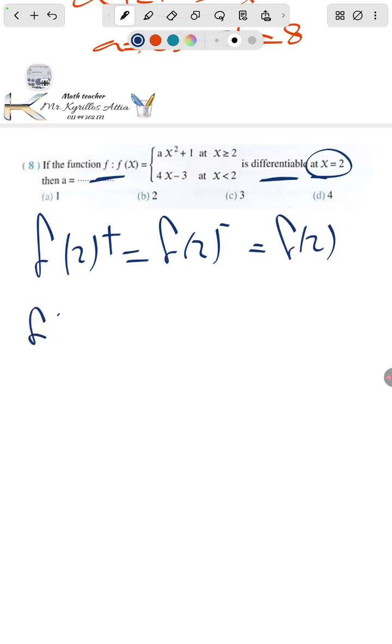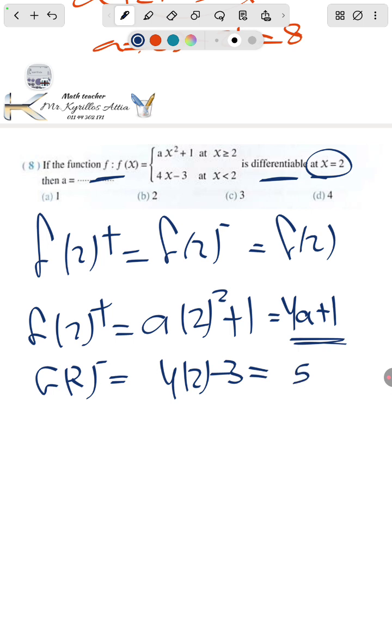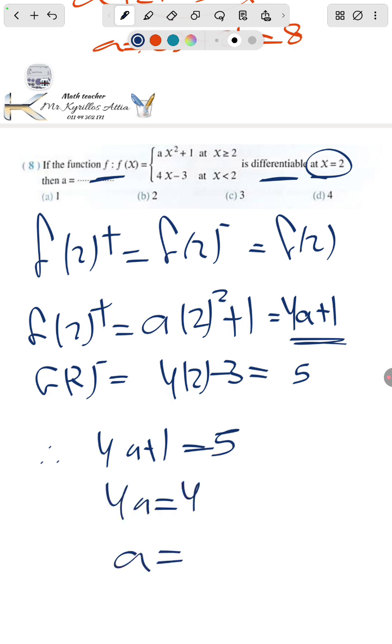F of 2 from positive equals a times 2 power 2 plus 1. It will be 4a plus 1. And f of 2 from negative will be 4 times 2 minus 3. I mean that 8 minus 3 equals 5. So 4a plus 1 equals 5. So 4a equals 5 minus 1 equals 4. That means that a equals 1.